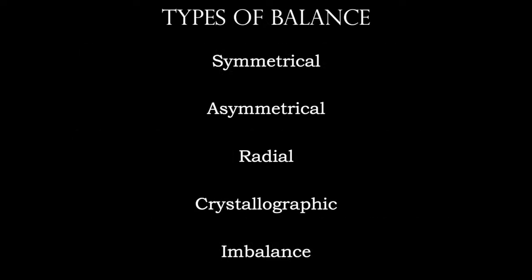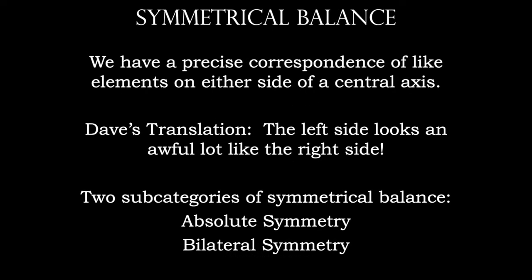There's going to be four types of balance we deal with: symmetrical, asymmetrical, radial, and crystallographic. In the rare instance where the work is not balanced, we say it is imbalanced. So we're going to start off with symmetrical balance. And here we have a precise correspondence of like elements on either side of a central axis.